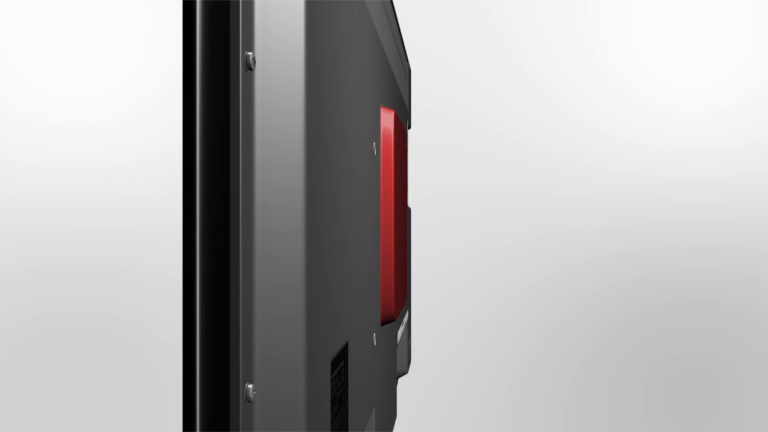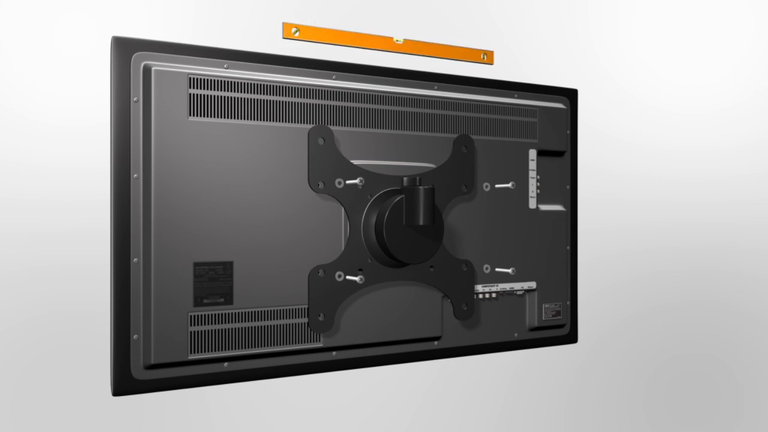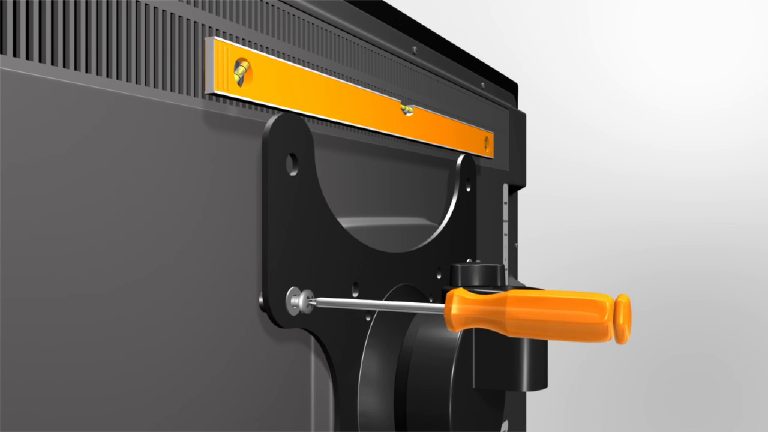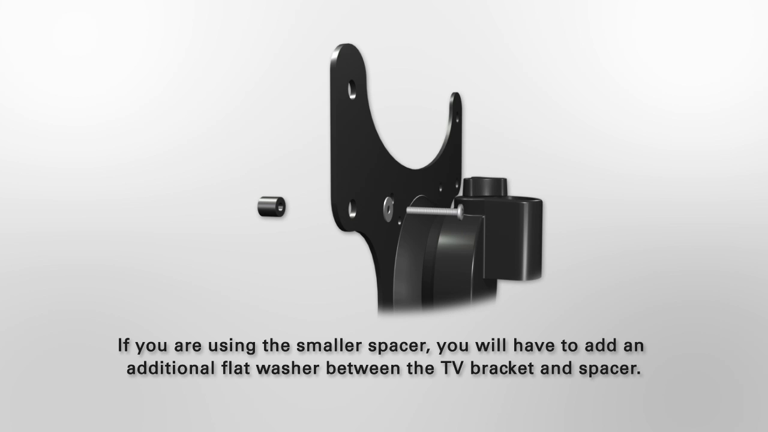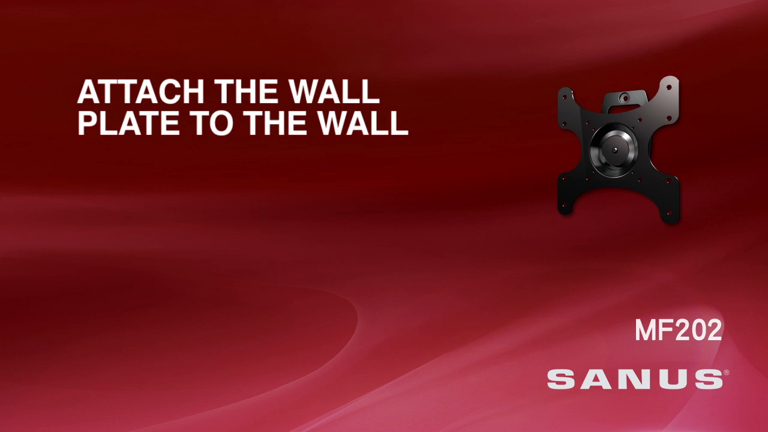For TVs with an irregular or obstructed back, position the TV bracket on the back of the TV and ensure it is level. Thread the long bolt through the appropriate flat washer and the TV bracket. Add the appropriate spacer between the TV bracket and the TV. Thread the bolt through the spacer and into the TV. Tighten the bolt with a Phillips screwdriver. Please note, if you're using the smaller spacer, you will have to add an additional flat washer between the TV bracket and spacer.